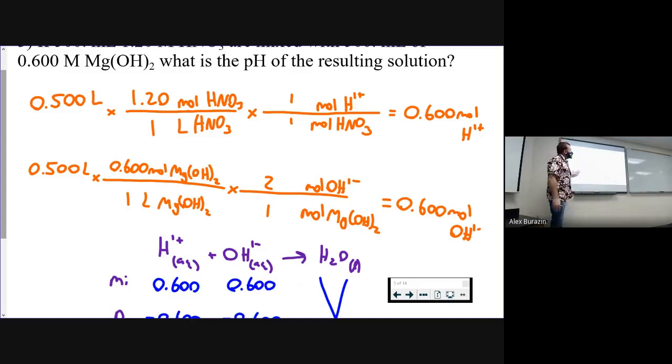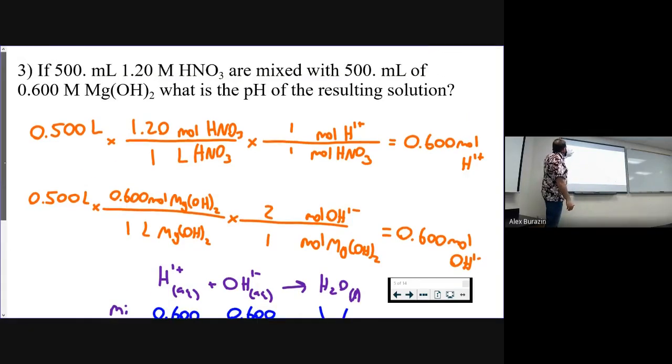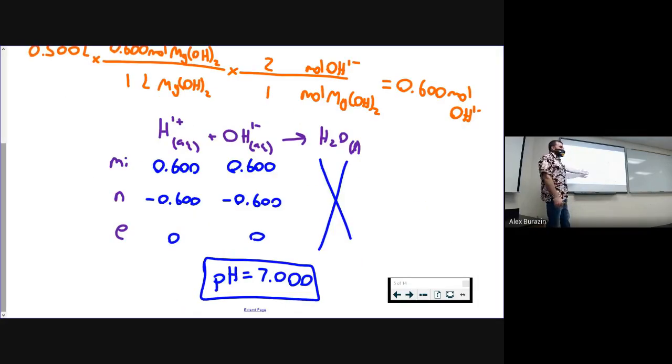So in this problem, you were given volumes and molarities, and we had to convert these to moles first prior to setting up our table. So we did a little bit of factor label. We found our moles of acid, we found our moles of base, and then we set up the table. In this instance, we had equal moles of acid and base. When acids and bases react, they react until something runs out. And in this instance, it was equivalent.